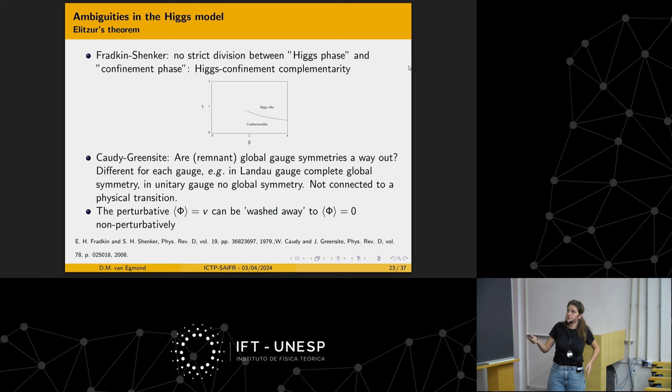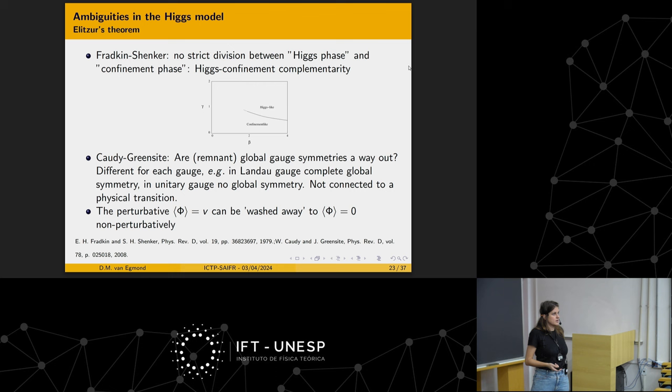What you are saying, I think, has a connection with this Cowdy-Greenside paper where they looked at remnant global symmetries. So remnant global symmetries are the symmetries that are left after you fix the gauge. But for one thing, for each gauge fixing, you would get another global symmetry. So what is exactly this global symmetry then that you are breaking? If you choose the unitary gauge, for example, there is no global symmetry anymore.